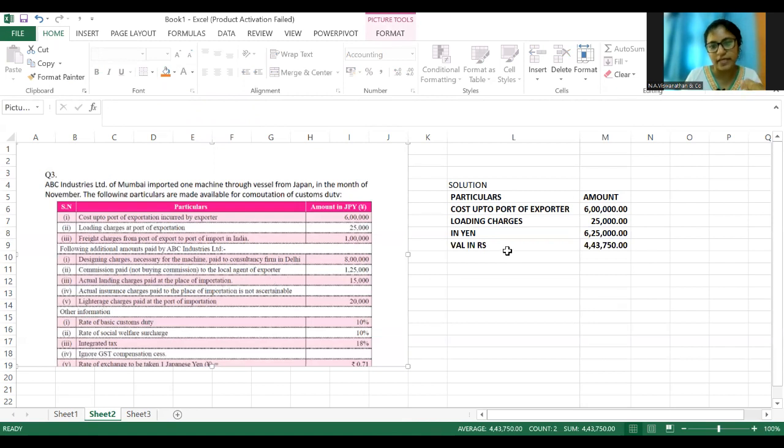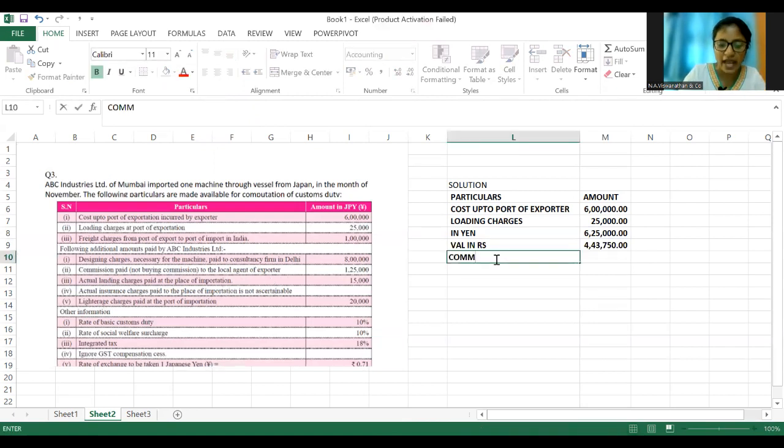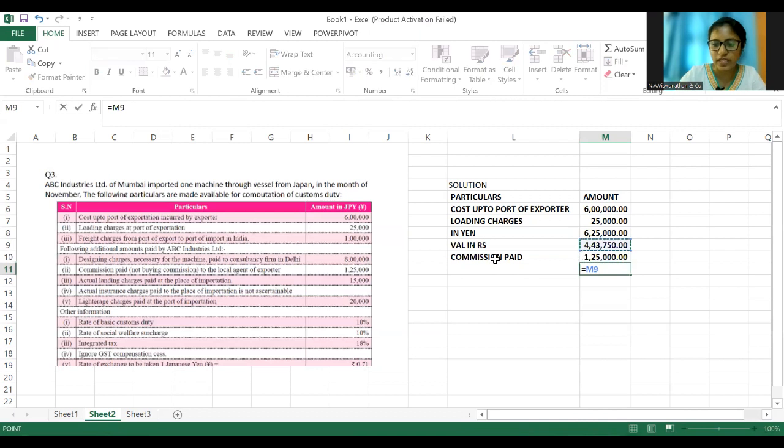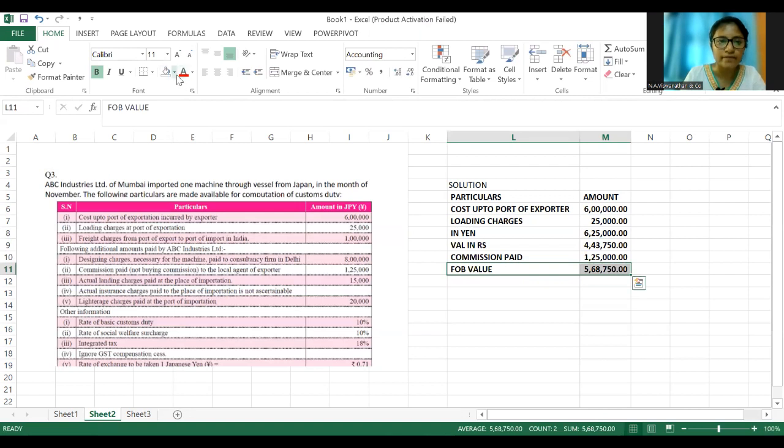And commission paid, yes, commission paid will be added. Commission paid to the exporter. Any commission other than buying commission is part of your FOB value. So commission paid, 1,25,000 rupees. This has to be added, now this is our FOB value. Okay. Now, how to arrive at the CIF value? CIF value is your assessable value, which is your FOB value.